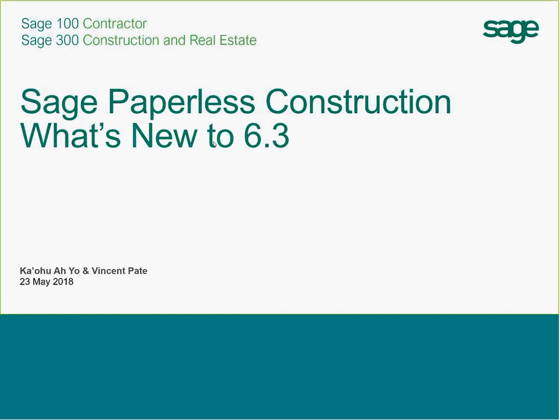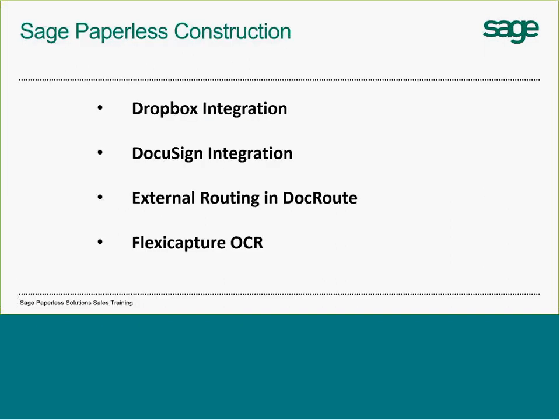Now, with this, the top things we're going to be talking about today are what came out just recently, and those are going to be things like the Dropbox integration, DocuSign integration, external routing to DocRoute, and our OCR product. So just a little bit of information about these different pieces here before we get into a demonstration of how they work within the system. The two top ones are actually just add-ons that anyone using Sage Paperless Construction can take advantage of immediately just by upgrading to 6.3. The first part is the Dropbox integration.